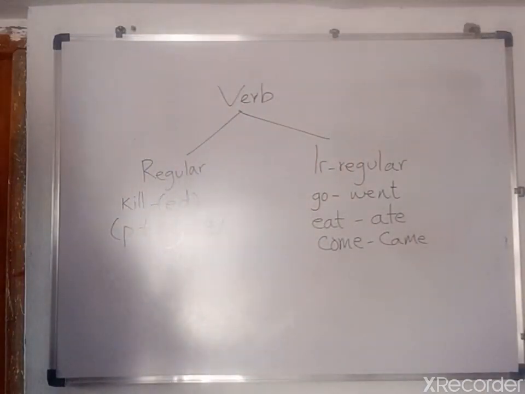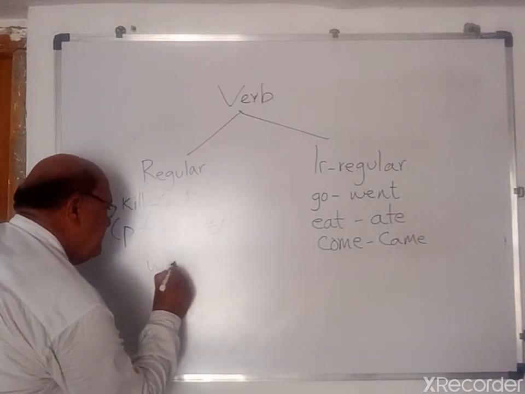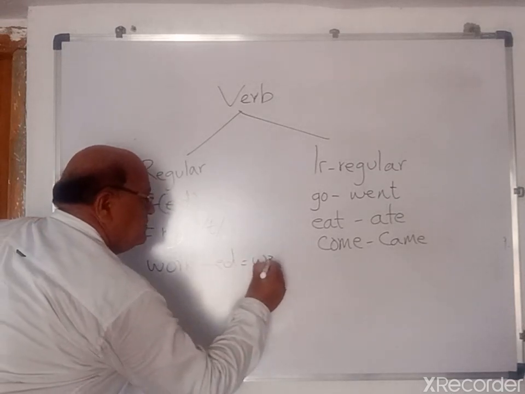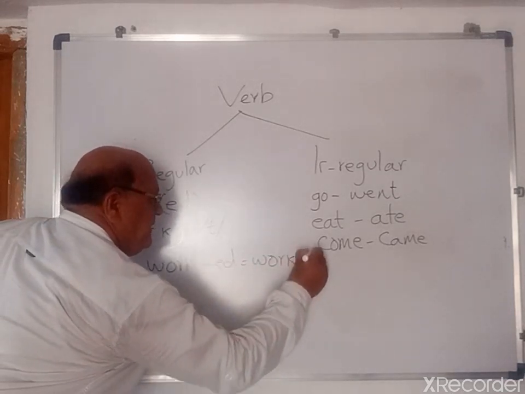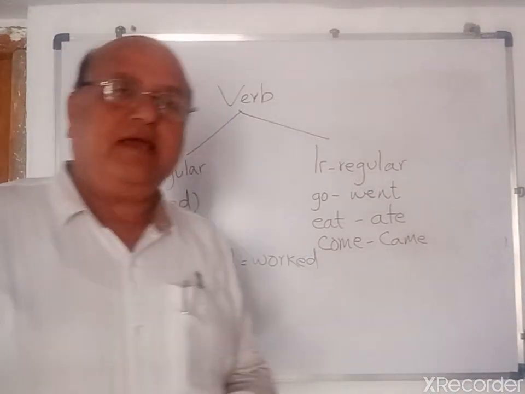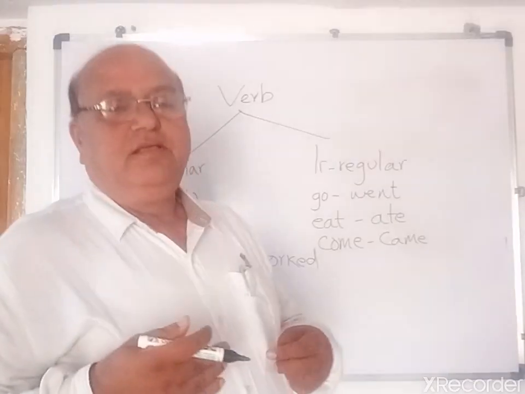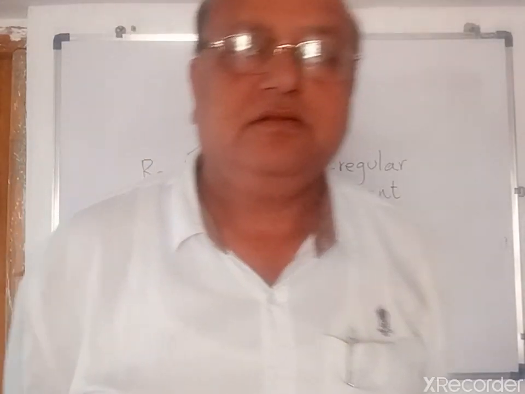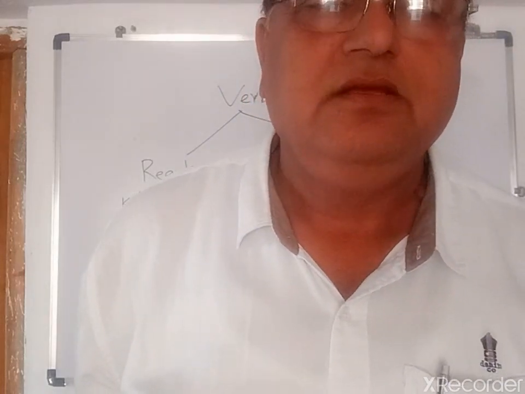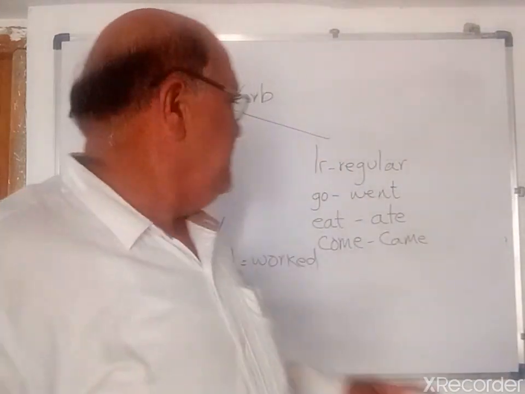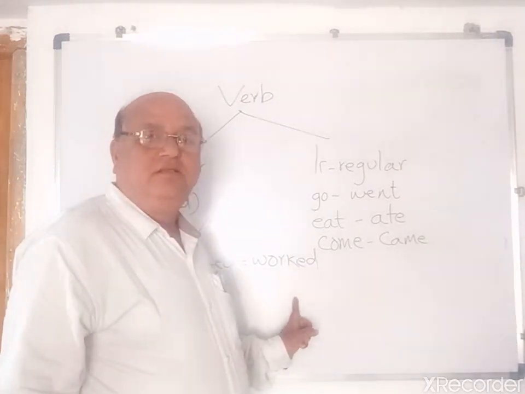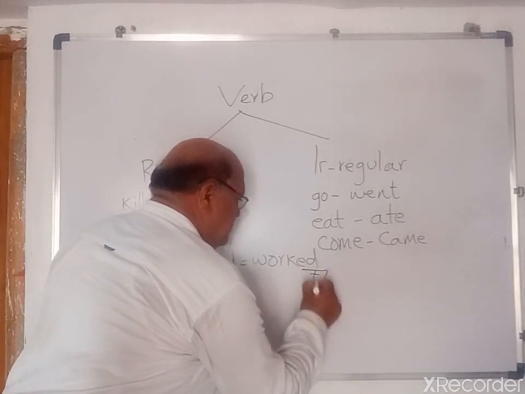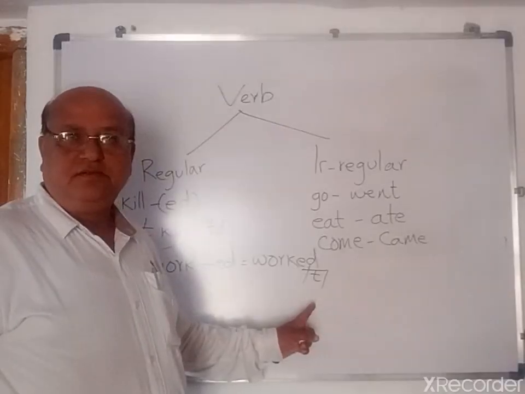Let us see. This is work plus ed. It becomes worked. In Oriya, if we read this, it is not "worked" in that way. In some other places in Orissa, they say it differently. For this ed, we have to use the ta sound. This is worked.